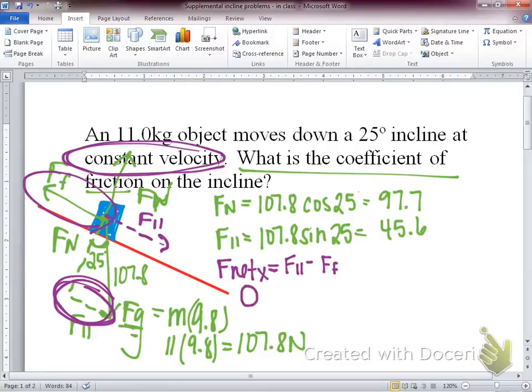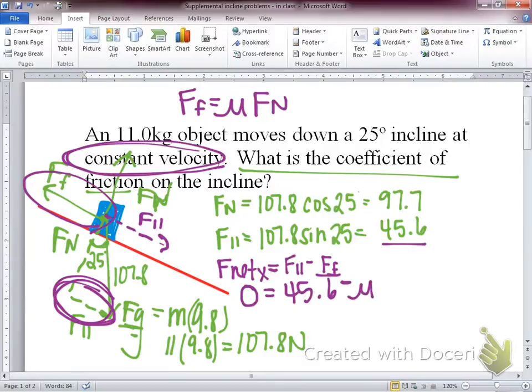So this means 0 is equal to force parallel, which we found to be 45.6, minus, what can we substitute in for the frictional force? What's our equation to solve for the frictional force? Mu times the normal force. Good. So we can substitute this in for our frictional force. Mu times the normal force. What do we know that the normal force is equal to? Yeah, 97.7. And this little Greek letter here is our mu, or our coefficient of friction that we are solving for.